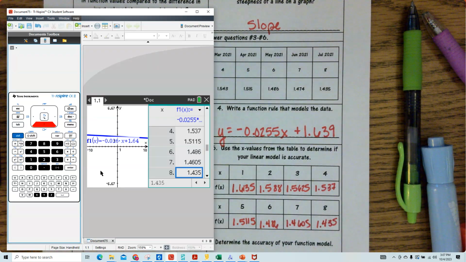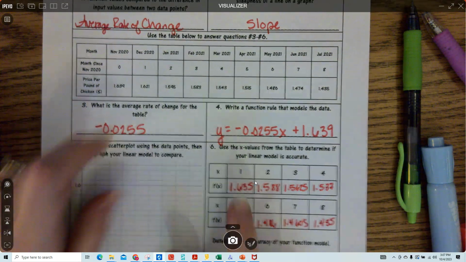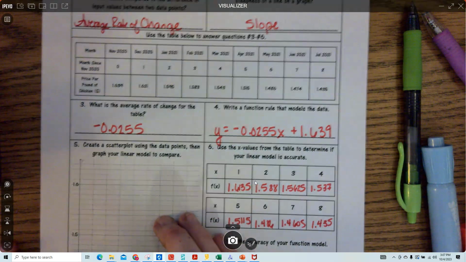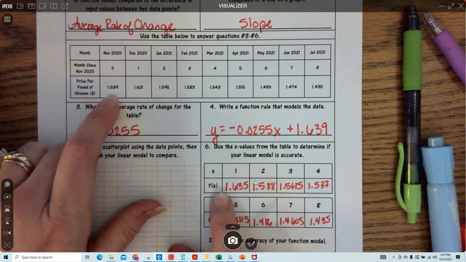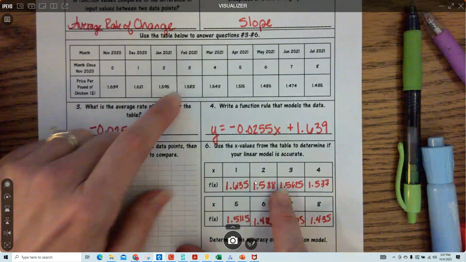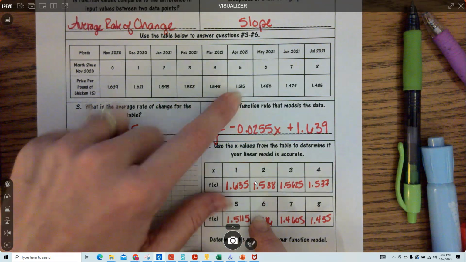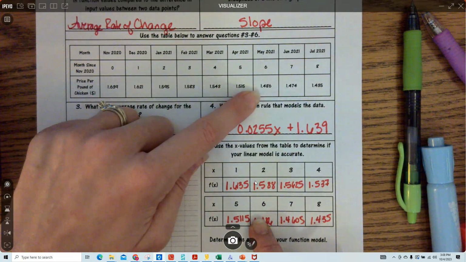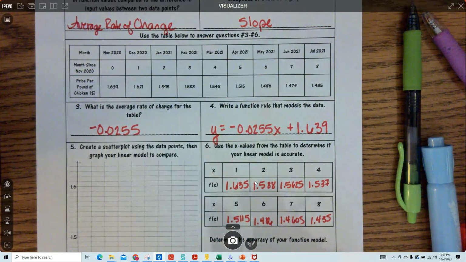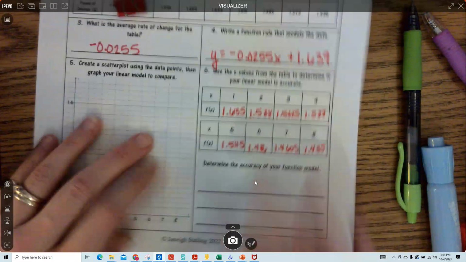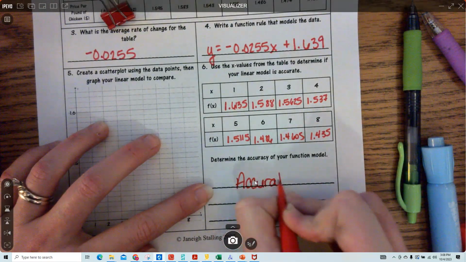1.435. So the last question says determine the accuracy of your function. And so again, looking at that graph we made, everything lined up pretty well. And then we can also just kind of compare the values. And as long as they're pretty close, we're still about 1.5. This one's a little bit off, but not too much, 1.4. Then we've got a pretty accurate model. So I would say that this one is accurate.